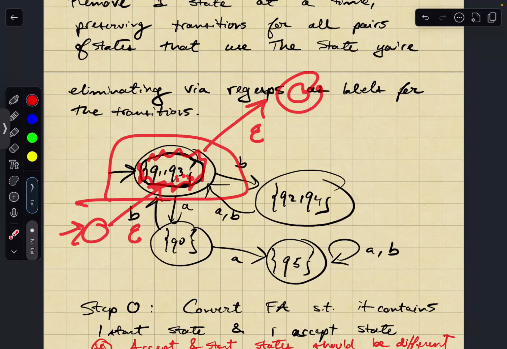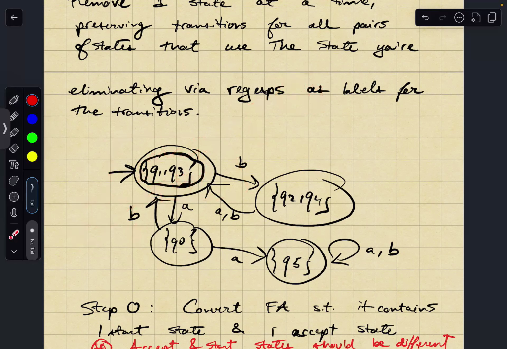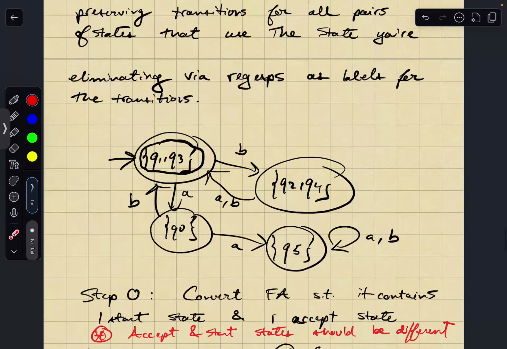Assuming that on the final state there are no outgoing transitions. Yeah, no outgoing transitions.